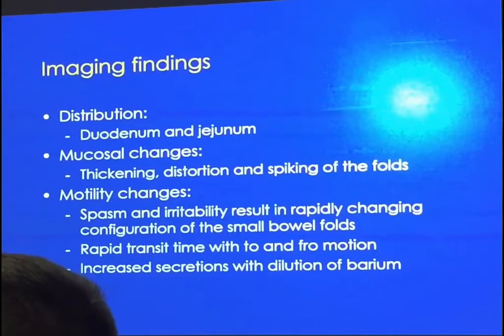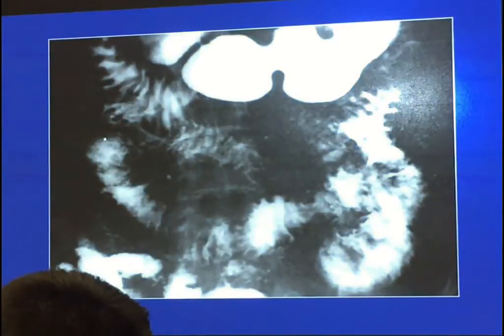We can also see motility changes. The inflammation of the small bowel will cause an angry small bowel, and that's going to cause spasm and irritability. As the contrast is trying to make it through the small bowel, you'll see a lot of contractions moving the contrast to and fro. You can also see an increased amount of secretion, which dilutes the contrast. Let's look at some examples of this.